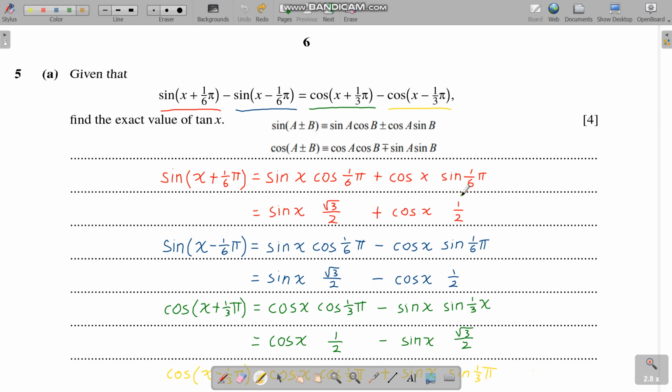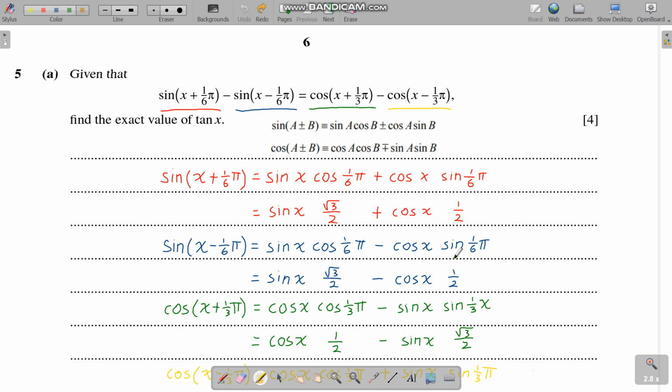So we do the same thing for the ones in blue here now. So this is sine minus. So sine minus means sine cos minus cosine sine. So sine minus is sine cos minus cosine sine. Use a calculator for cos pi over 6, sine pi over 6.